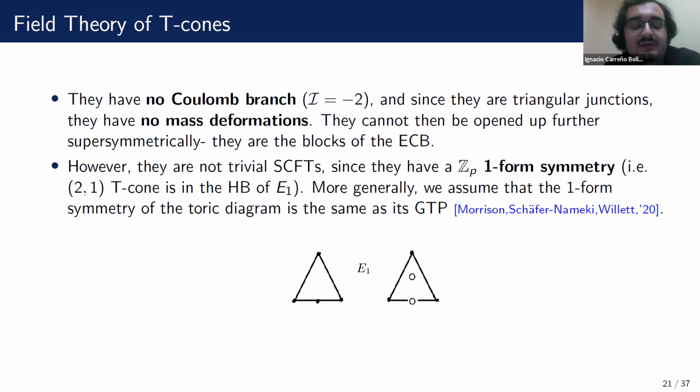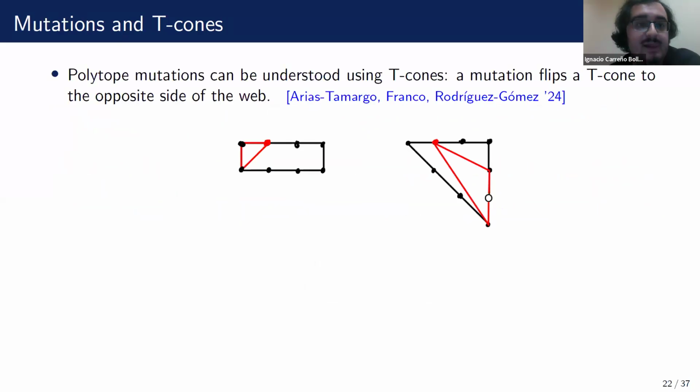More generally, there is a way to compute the one-form symmetry straight from the toric diagram. We computed this for all primitive T-cones, and we check that it is Zp. There is a conjecture in the literature that claims that the one-form symmetry of a GTP is exactly the same as its toric diagram. So here we claim that all T-cones have Zp one-form symmetry. However, we cannot say much more about the explicit theory living on it.